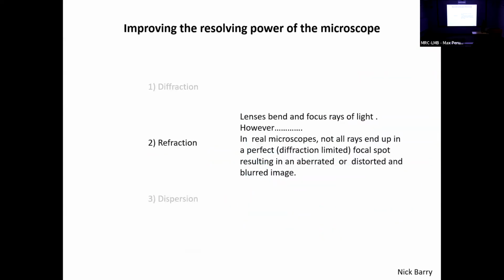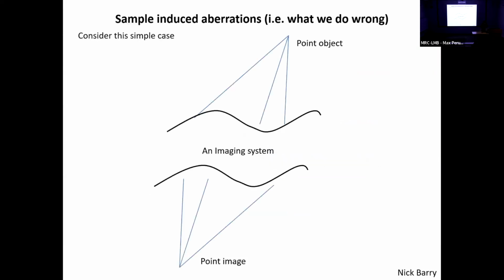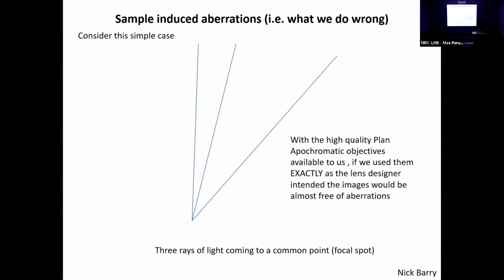Okay, refraction. Lenses bend and focus rays of light, but in real microscopes, not all of those rays end up in this perfect diffraction limited spot. So we get aberrations, or distortion of that image. So how does that actually work? Conceptually, we've got some sort of point-like object, an imaging system, which hopefully adds magnification. Ideally, all those rays from that point come to a point in image space. But we can see from this simple example that that might not be true.